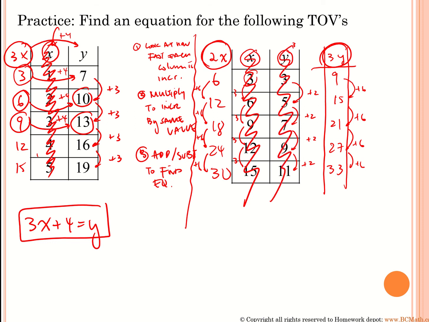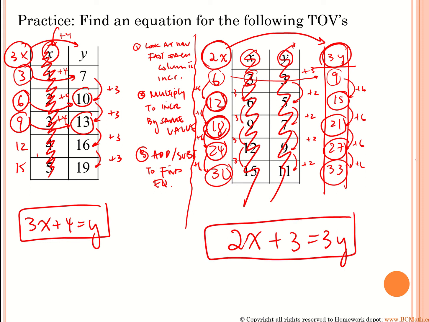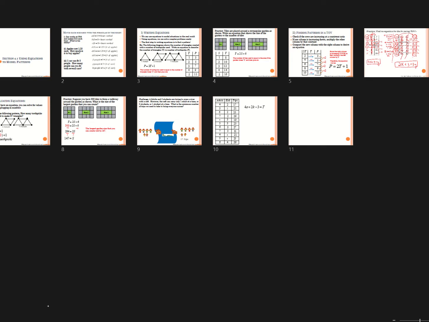So look at the numbers. 6 all the way to 9. What do you have to increase by? That's just 3. From 12 all the way to 15, you also need to plus 3. 18 to 21, you also add 3, and it works for every single other row. So therefore, from 2x to 3y, you also have to increase by 3. So 2x, which is the left column, plus 3 is equal to 3y. And that will be your formula. Hope this all makes sense. We're just going to continue on.